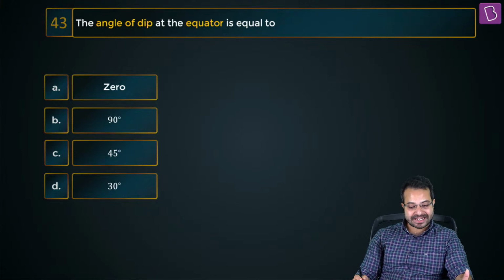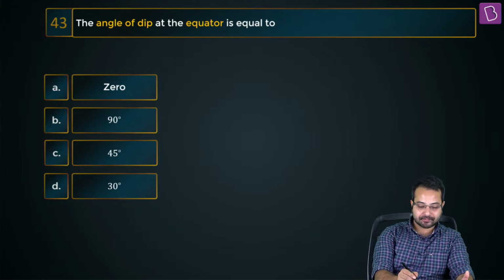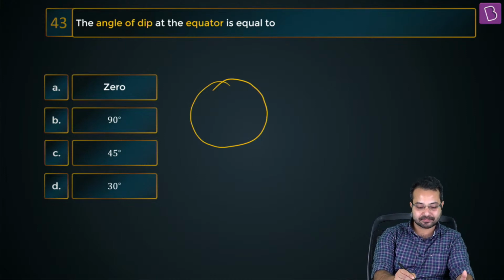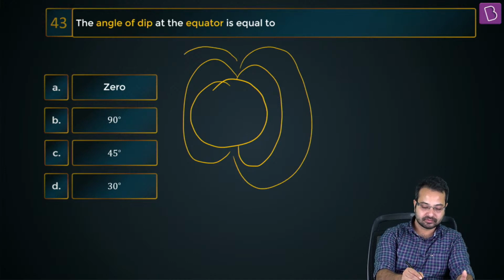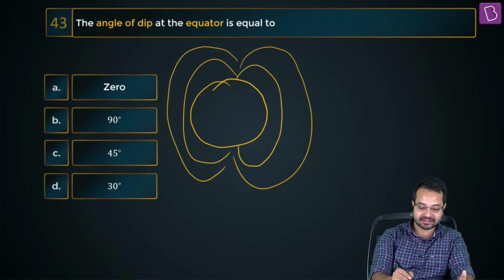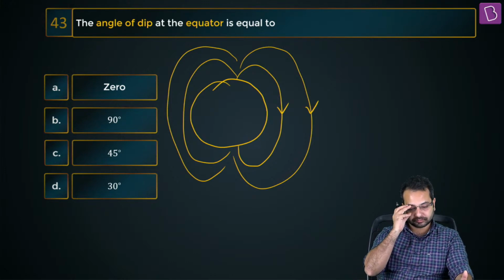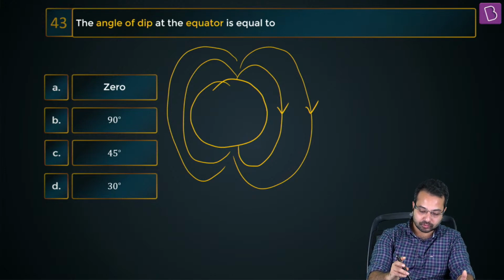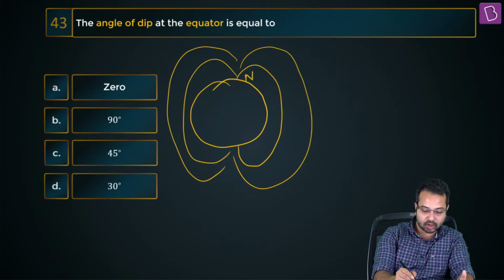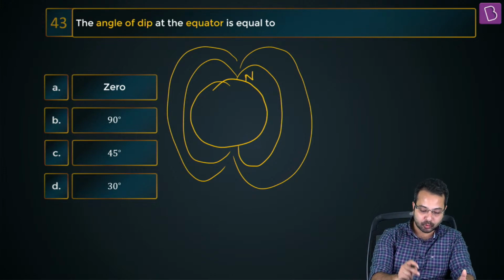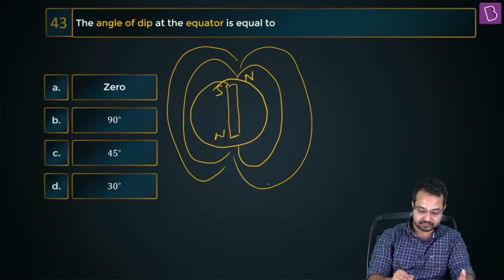The angle of dip at the equator is equal to. Okay, so this is another question on terrestrial magnetism. The magnetic field lines for the Earth are something like this. Let's say this is the North Pole, so the geomagnetic North Pole would be here. Inside, we'll have the magnet like this.